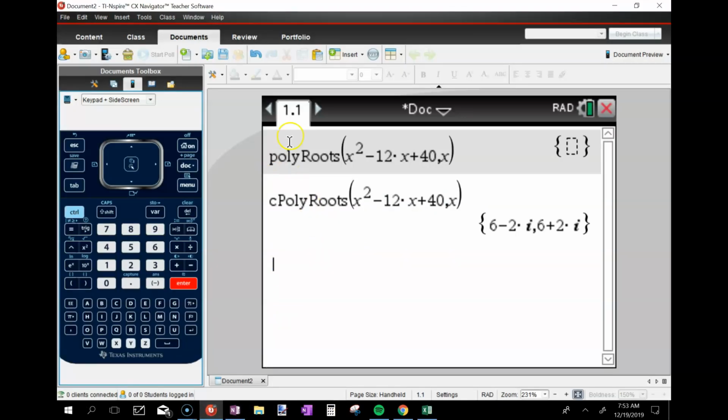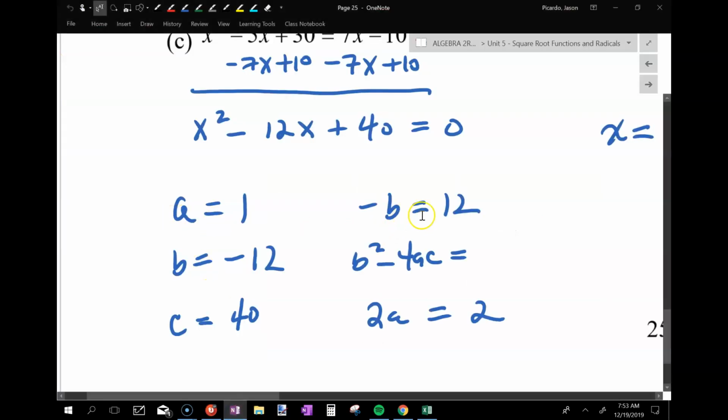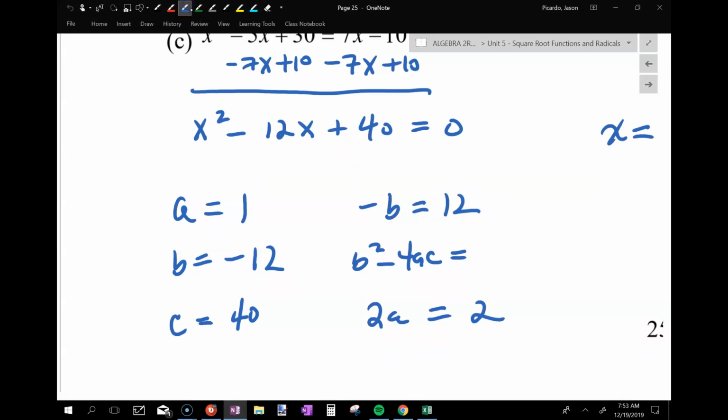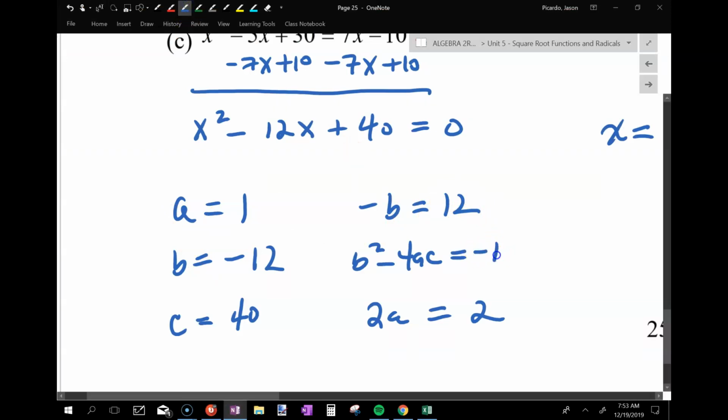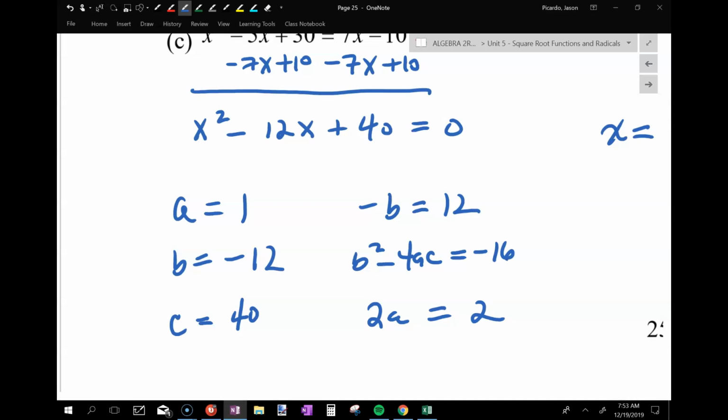Well, you go to your calculator, you do a polyroot, you get an empty set, so you throw a C in front of it, and you get 6 minus 2i and 6 plus 2i. So 6 plus or minus 2i should be our solution. So we go to our calculator, and we do our negative b, and we do our discriminant, and we do our 2a, and those are the things that we should have gotten.